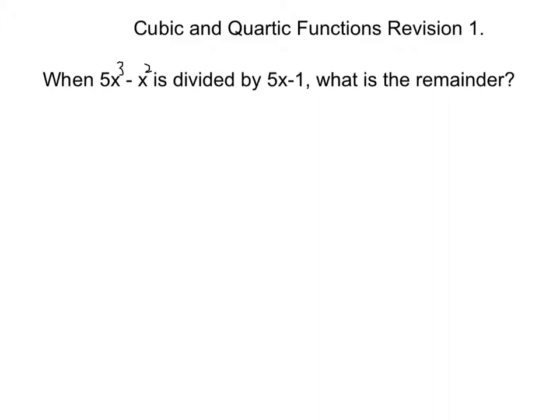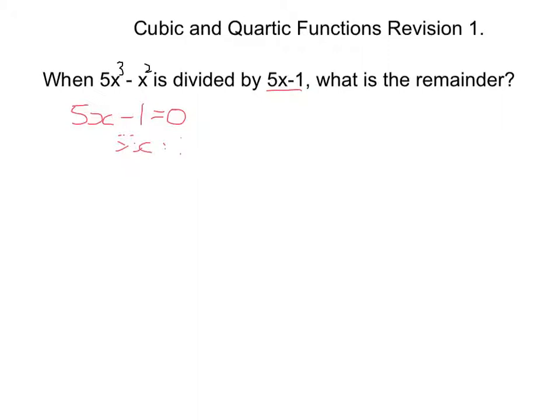Okay, for the first one, when 5x cubed take away x squared is divided by 5x take away 1, what is the remainder? We would use the remainder theorem for this. Firstly, what we'll do is take this and set it equal to 0. If we rearrange this to find out what x is equal to, so add 1 to both sides, we end up with 5x is equal to 1.